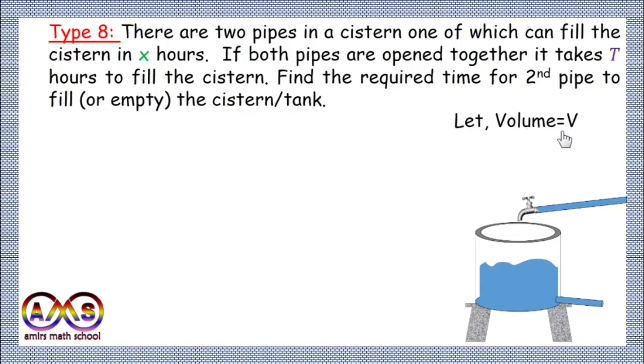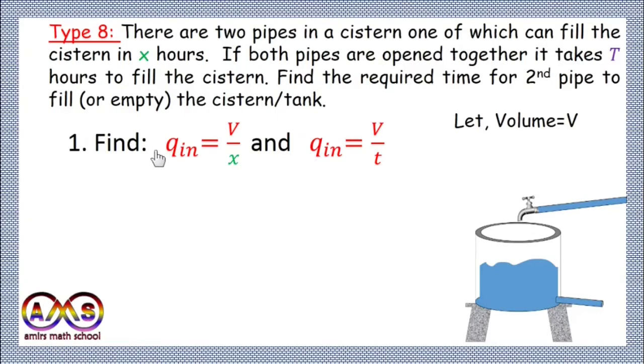Let the volume be V. So Q in for the first pipe is V by x, and Q in for the second pipe is V by T. We just let the required time for the second pipe to fill the tank be T. So we are going to find the value of this T.